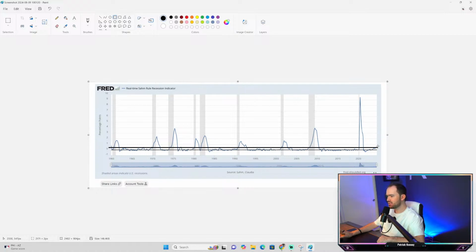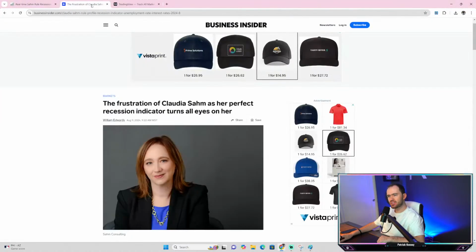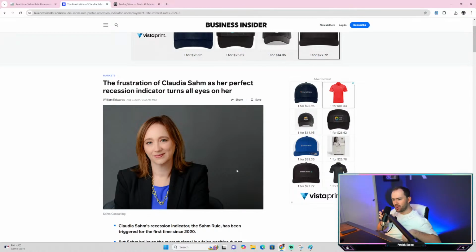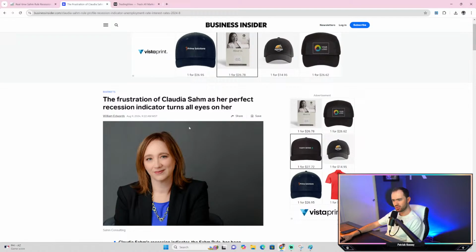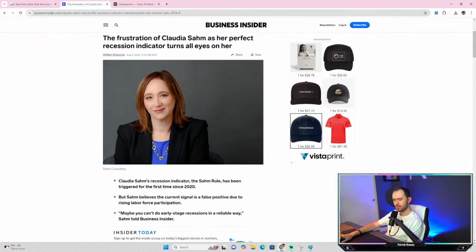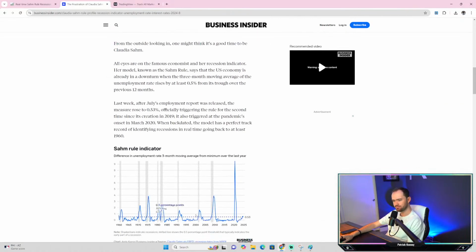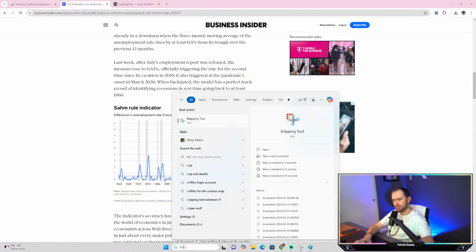It goes above. But, as you guys know, I like to look at both sides of the story. So, I saw this article come across, and I'm like, wow, the creator of this rule, the person that created this rule, that has predicted all of the past recessions, says she's frustrated because she doesn't believe that we're headed into a recession. I thought that was interesting. And so what I started to do was read. And actually, this is the other chart I wanted to show you guys here. Go click this link too.